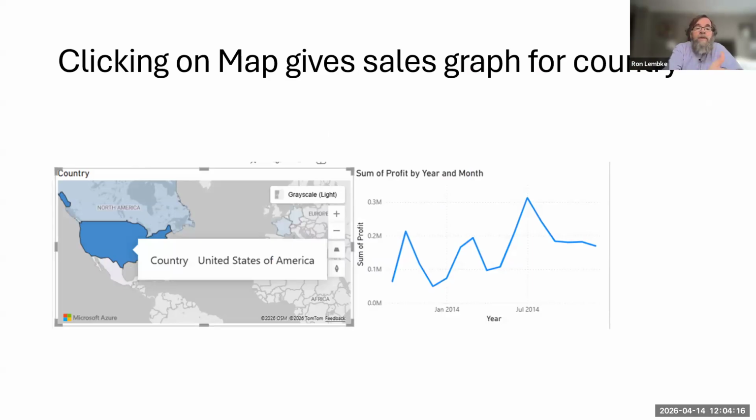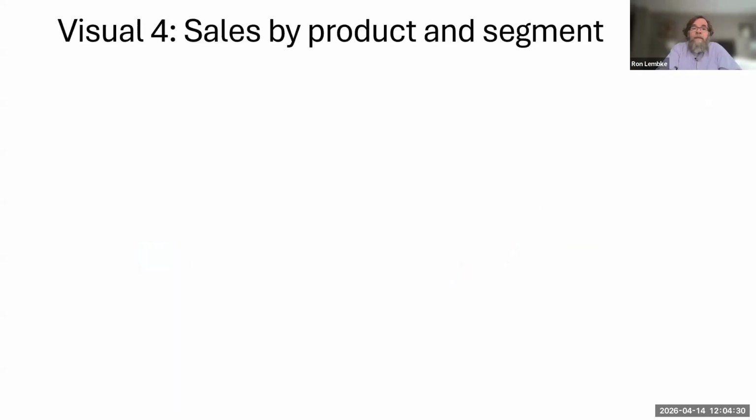And we can click on a country, and now we'll see the sales for that country for the full time period of our data. So we've got a nice interactive tool here. You click on a country and we see what the sales have done over time.